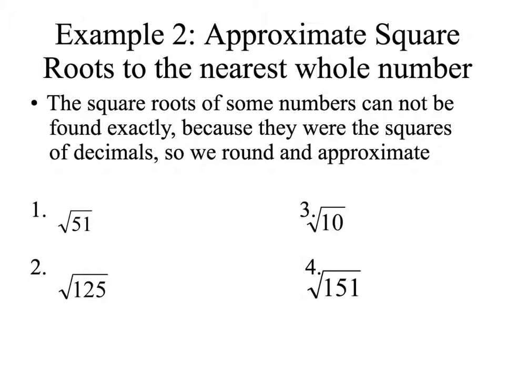What you want to do is we're going to start with the first one, square root of 51. What two perfect squares does 51 fall in between? Well, 51 falls in between 49 and 64.